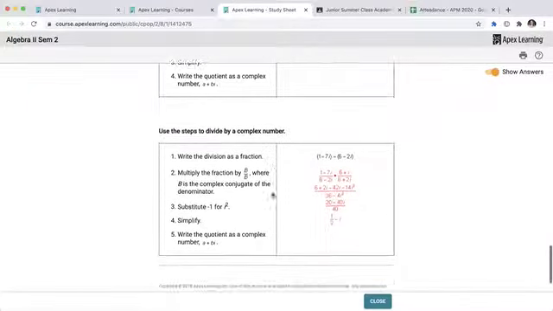All right, if we're dividing by a complex number, we still write it as a fraction, but again, we add in this extra step here where we multiply by a fraction where it is the complex conjugate.